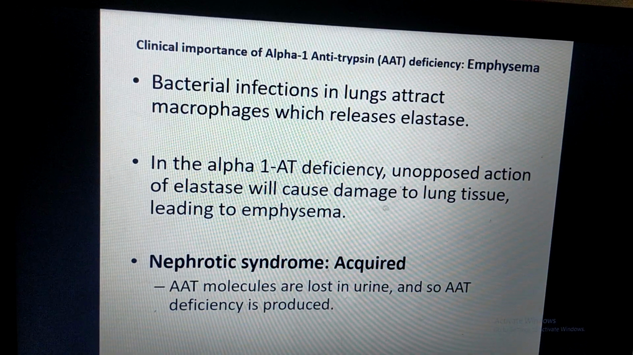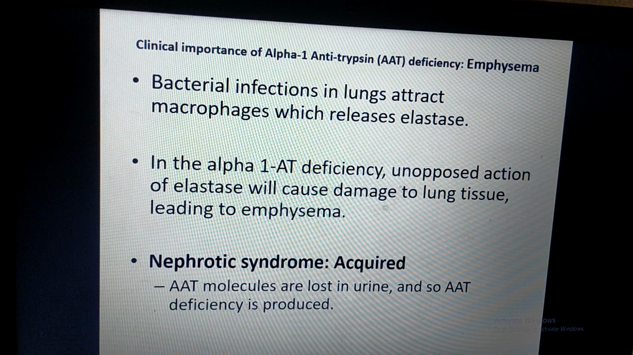Now what happens? Whenever there is a bacterial infection in the lungs, these bacteria will attract macrophages in the lungs, and these macrophages release the enzyme elastase. In alpha 1 antitrypsin deficiency, this elastase is not digested because of deficiency of alpha 1 antitrypsin, and now this elastase will damage our lung tissues, leading to emphysema. Normally this elastase is inhibited by antitrypsin. If a patient has antitrypsin deficiency, then this elastase is not inhibited, and as it is a proteolytic enzyme, it will damage our lungs.